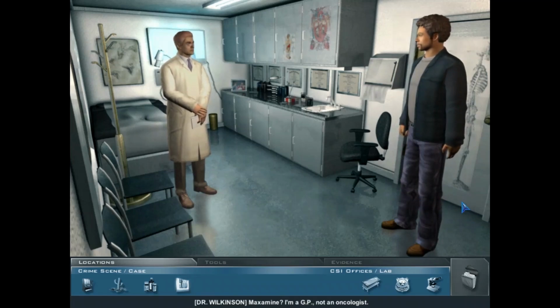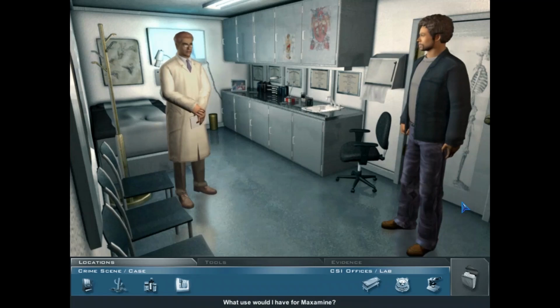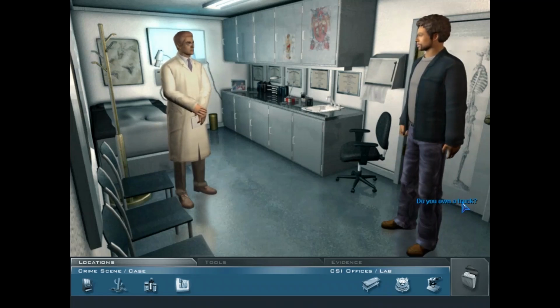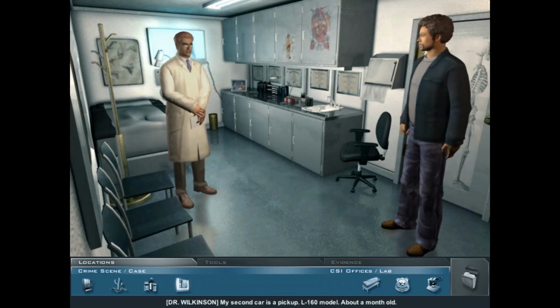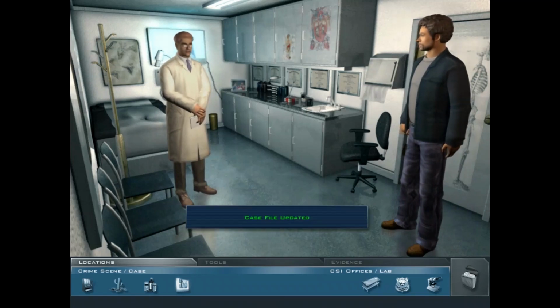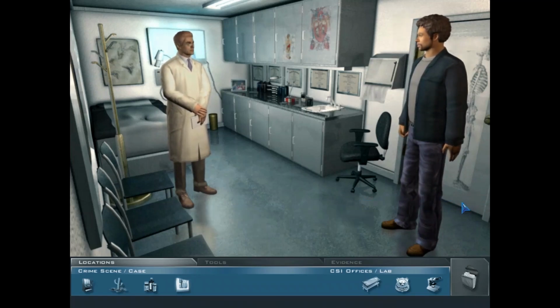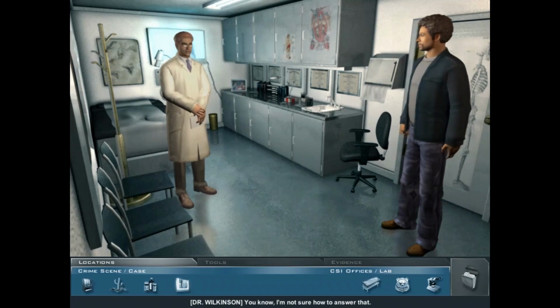Maximine. I'm a GP, not an oncologist. What use would I have for Maximine? My second car is a pickup, L160 model, about a month old. You know, I'm not sure how to answer that. There are 2 spare sets, and my wife keeps one for emergencies. But the other one, about a week ago, I noticed it was missing from my keychain. Maybe it fell off. It must be in the house somewhere.